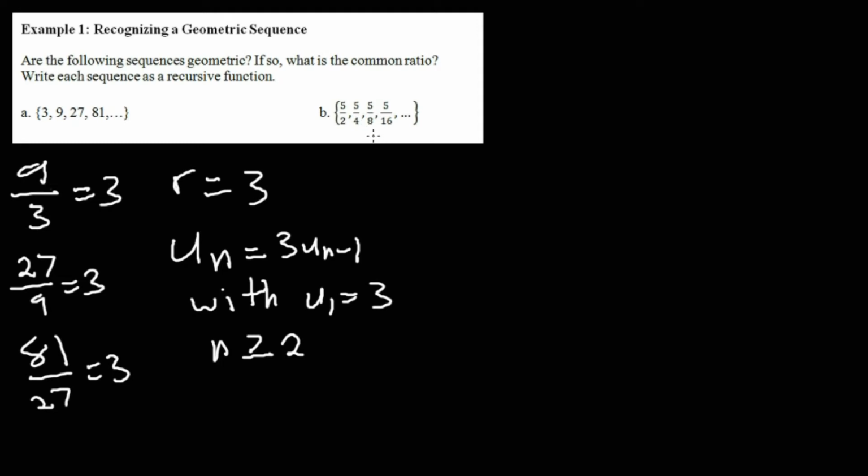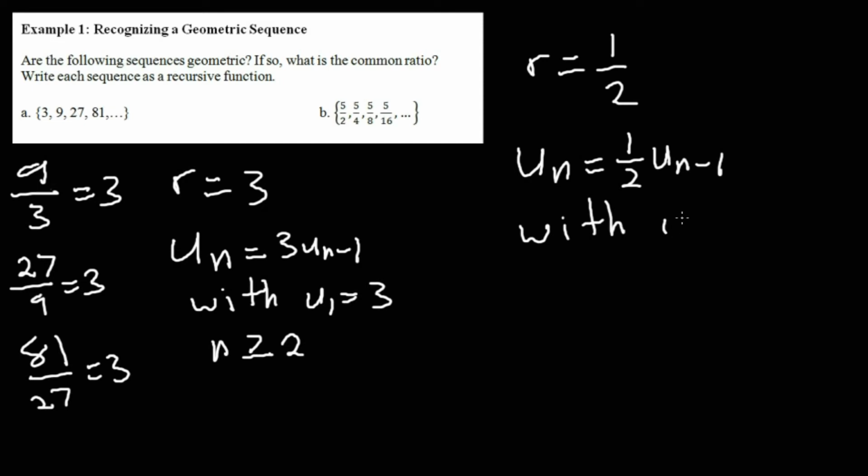So again, for sequence B, we just need to determine if there's a constant ratio between every term in the sequence. So notice half of 5/2 is 5/4, and half of 5/4 is 5/8, and half of 5/8 is 5/16. So each term is being multiplied by 1/2. So this is in fact a geometric sequence where r is 1/2. So to write this as a recursive function, we'll just say that every term is 1/2 times the term that came before it, with the first term, u sub 1, being equal to 5/2, and this is true for all values of n greater than or equal to 2.